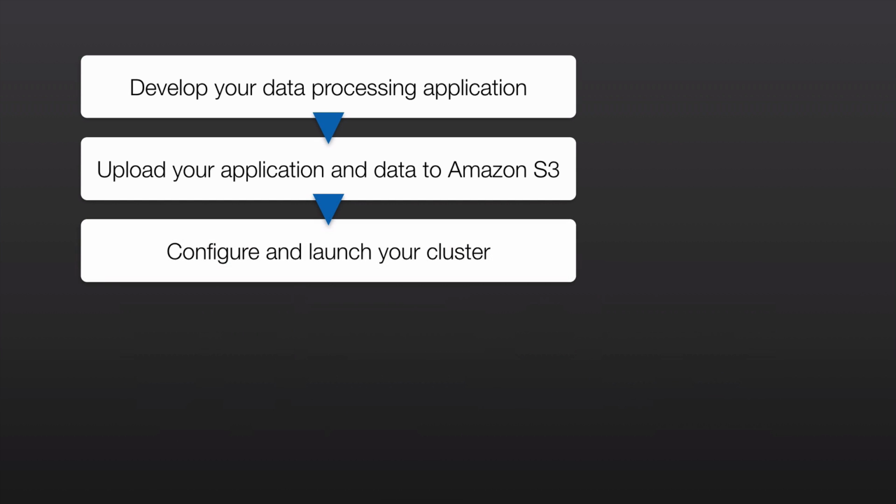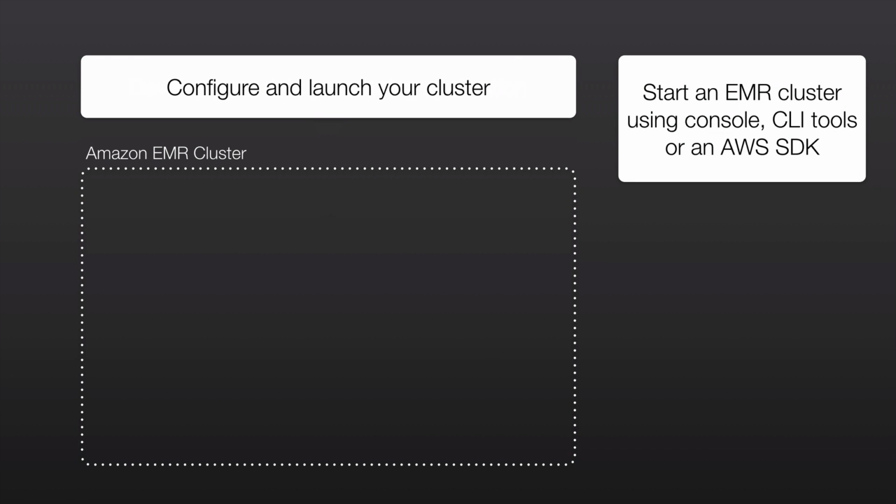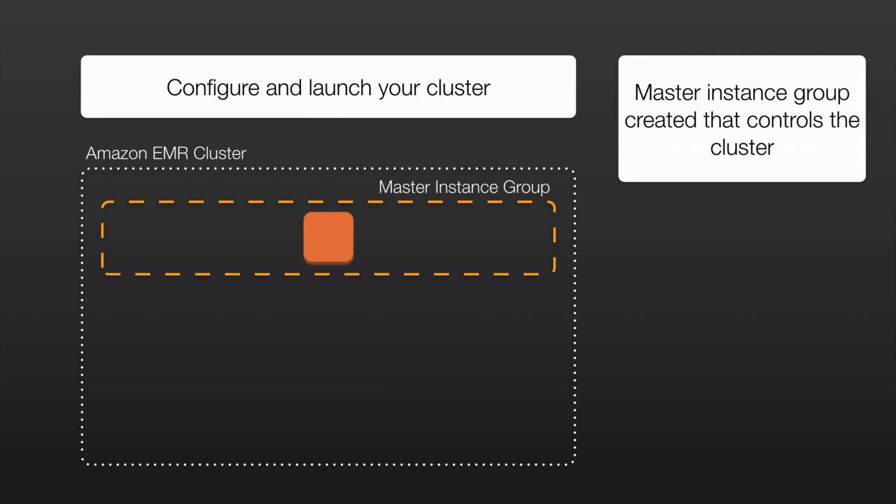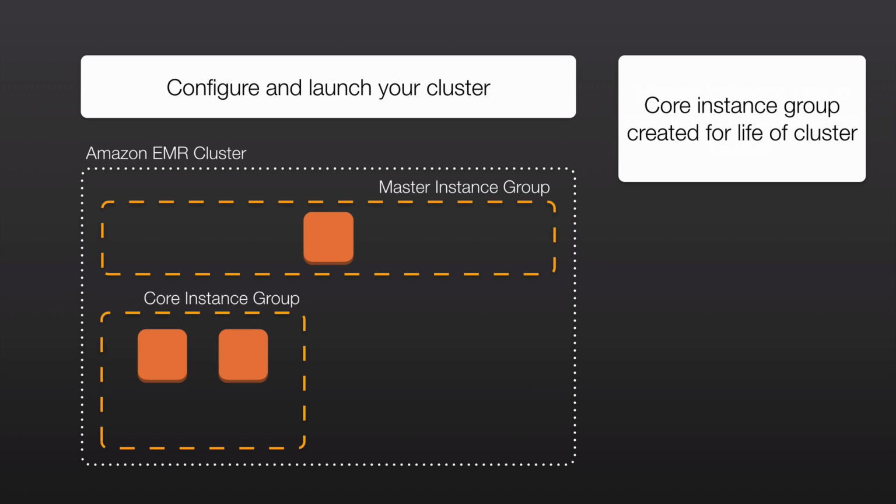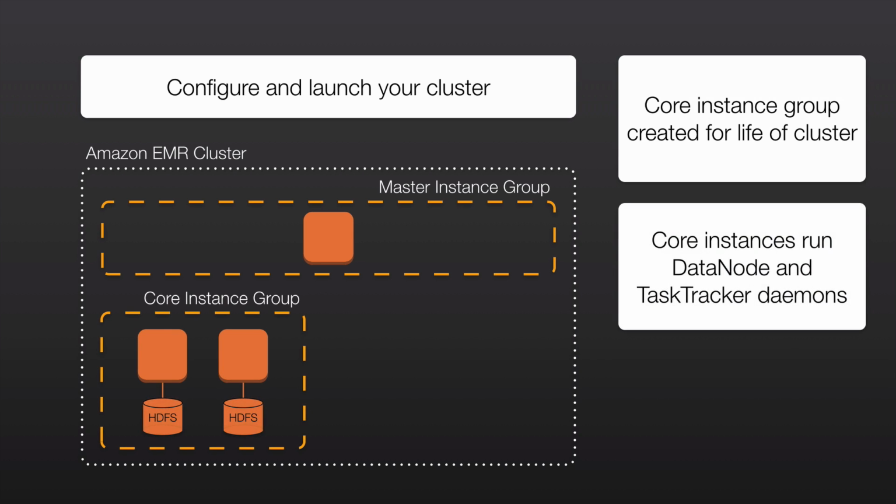Once you've got your data in S3, you can then configure and launch your cluster. And you can start a cluster using the console, CLI tools, or SDK, as we talked about earlier. First thing that happens when you do this is that a master instance group is created. This is an instance that is going to control the cluster. Secondly, a core instance group is created, and this is going to persist for the lifetime of the cluster that you've created. The core instances, as we've said earlier, use their ephemeral storage to provide HDFS storage capacity, and they run data node and task tracker daemons, which are components of Hadoop.